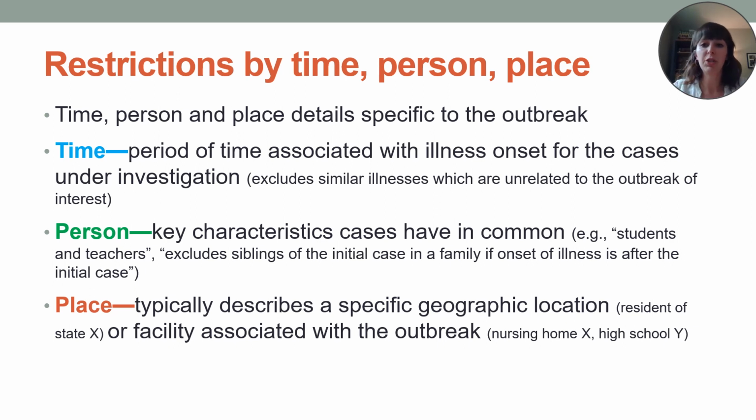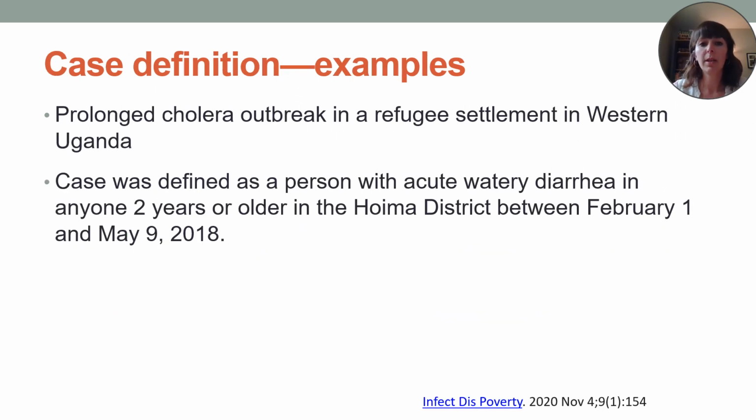Now, place could be a geographic reference, often like a state or a town, or if we're able to, it's commonly a specific event or facility. So everyone who attended a birthday party or residents of a nursing home or people who ate at a specific restaurant. So let's look at some real life examples to see these things applied.